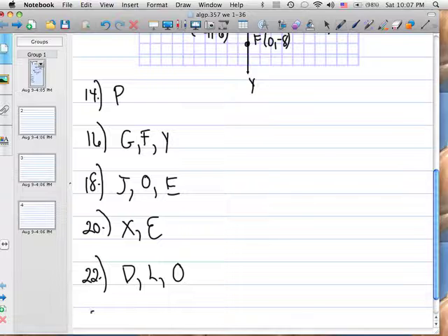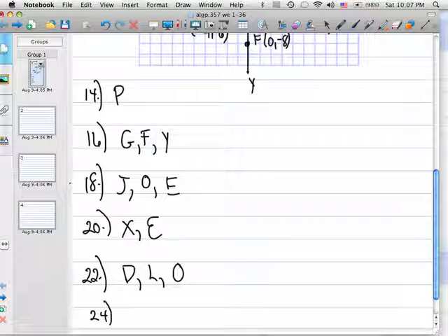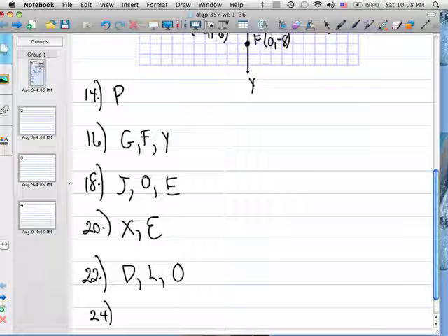And 24, the point in the third quadrant nearest to the x-axis. If you look at the third quadrant, the point that's closest to the x-axis is B.